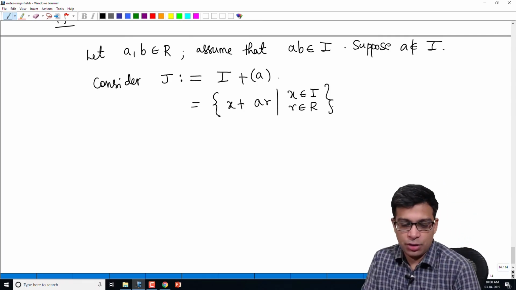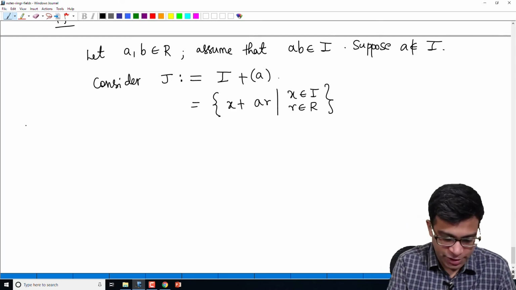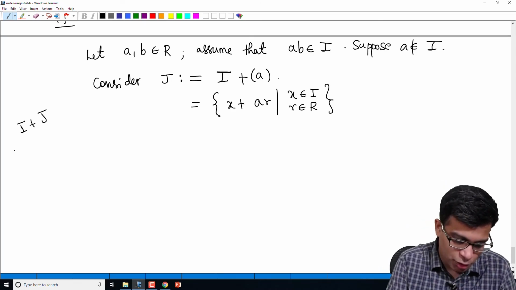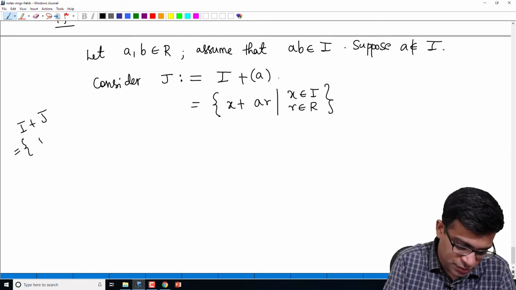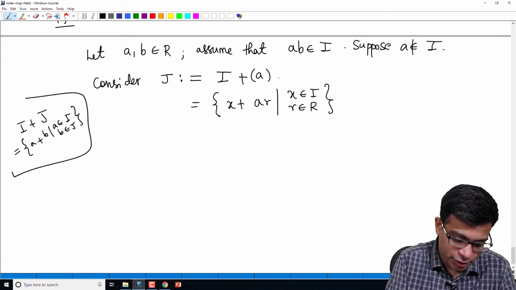Okay, this is a simple description of elements, but in general, if I and J are two ideals, I plus J is just a plus b, where a is in I, b is in J. This turns out to be an ideal in fact.